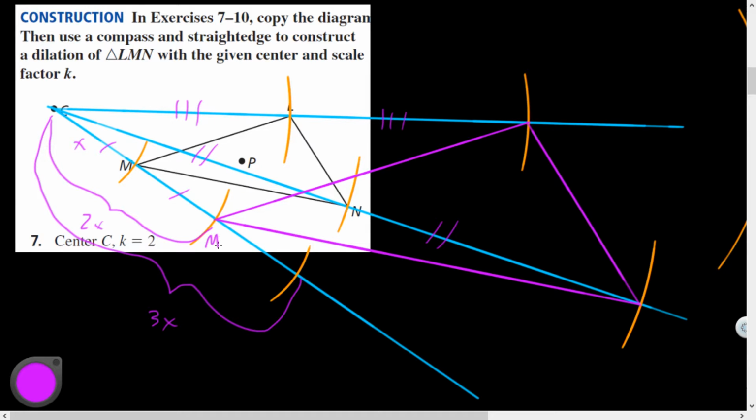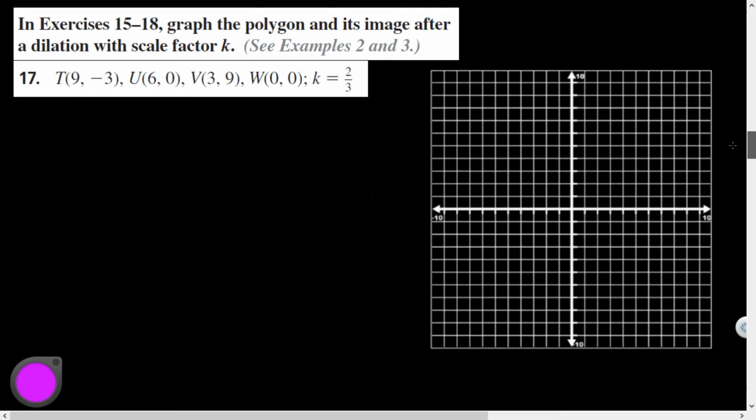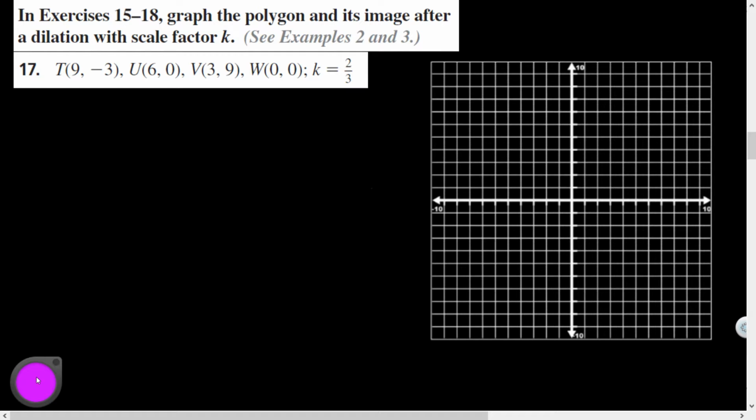this would have been, what is this? M prime. This would have been L prime, and this is N prime, and this length is in fact going to be twice that length. Now, what about the area of this big purple triangle? It's 4 times as big as the other one. Good stuff. All right, let's talk about 17.